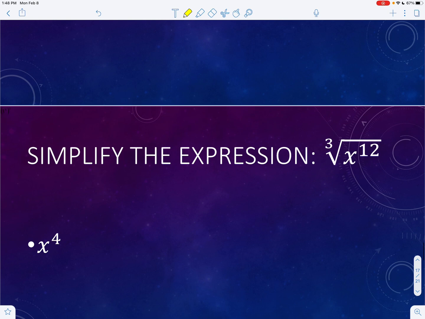For this next one, we're going to do the same type of thing. It says simplify this expression. We have the cube root of x to the 12th. Remember, our exponent is the numerator. Index is our denominator. So we can rewrite this as x to the 12 divided by 3. Twelve divided by 3 is 4. So this is x to the 4.